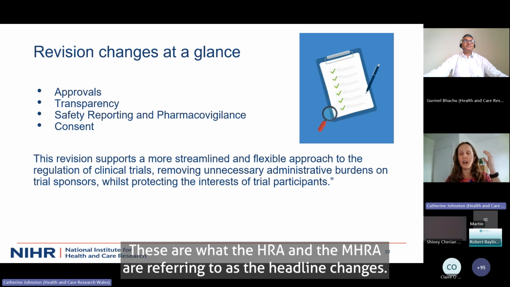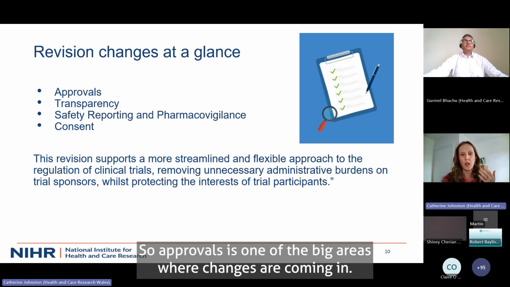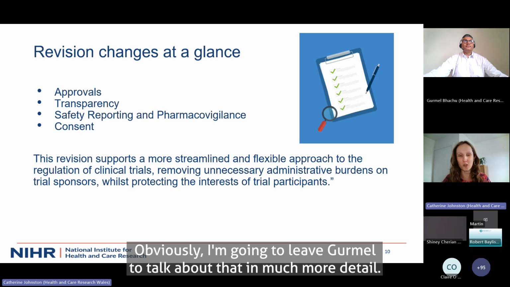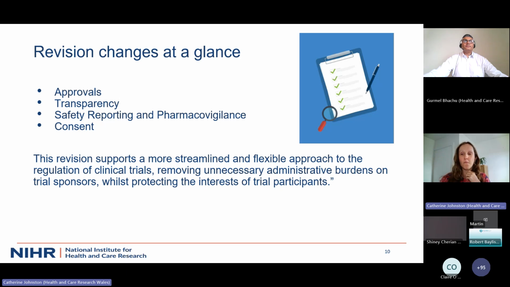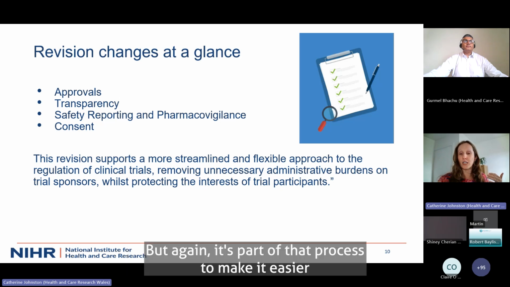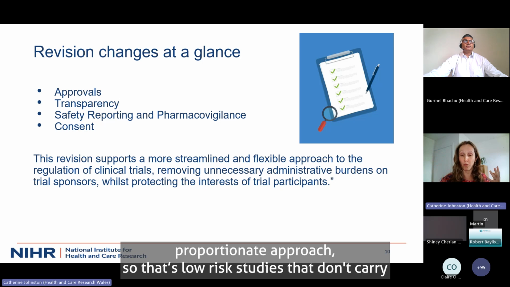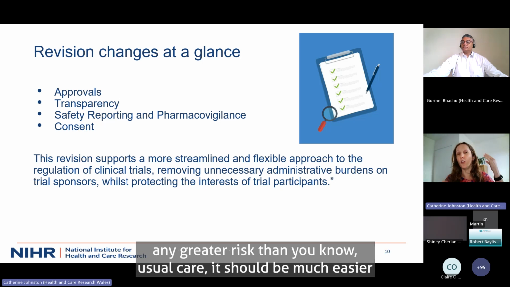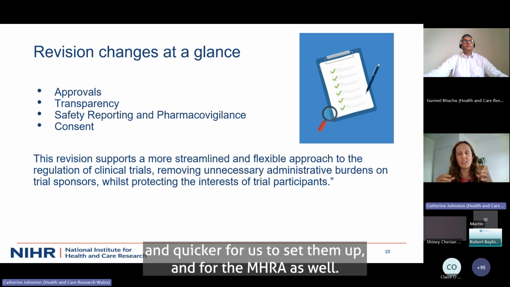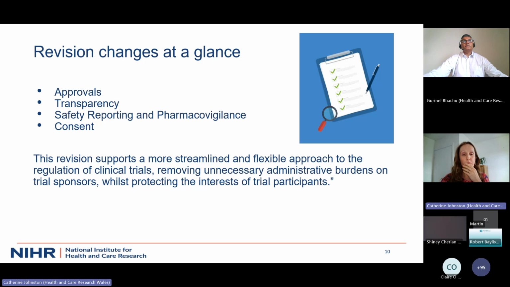So these are what the HRA and the MHRA are referring to as the headline changes. Approvals is one of the big areas where changes are coming in. Obviously, I'm going to leave Gurmel to talk about that in much more detail. But again, it's part of that process to make it easier and more streamlined to get studies set up and running, especially that risk proportionate approach, so that low risk studies that don't carry any greater risk than usual care should be much easier and quicker for us to set up, and for the MHRA as well.